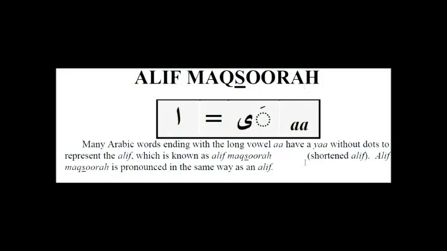Basically, all alif maksura is, as you can see and read in front of you, many Arabic words ending with the long vowel alif or double A have a ya without dots to represent alif. So basically, in some words, instead of the alif being at the end of the word, the ya is at the end of the word to represent the alif. So the double A in some words is written by the ya instead of the alif. This is based on the rules of Arabic. Some words have this, some don't. That's all it is.